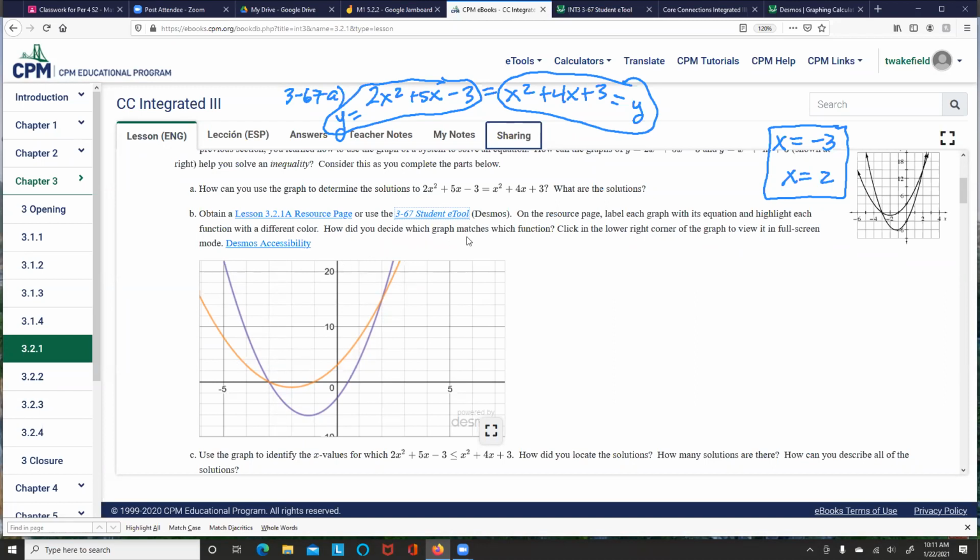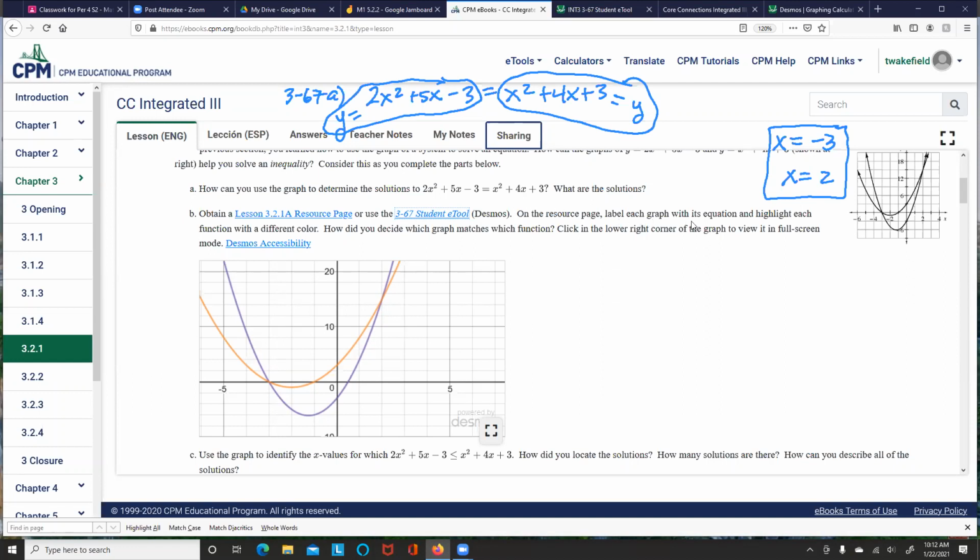How did you decide which graph matches the function? Well, this one had a coefficient of 2, which would make it more narrow. Okay. We could also do X-intercepts. It's pretty easy to find the X-intercept by factoring this equation right here, x plus 1 times x plus 3. And you get -1 and -3 for your X-intercepts. So that's another way to tell that that's the orange graph.